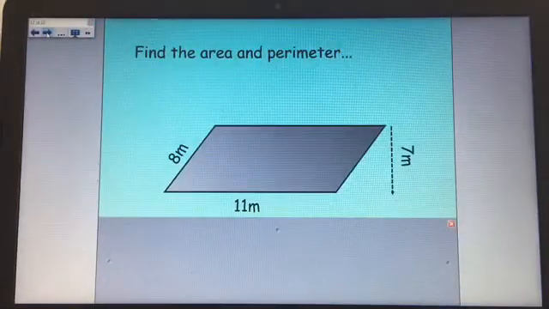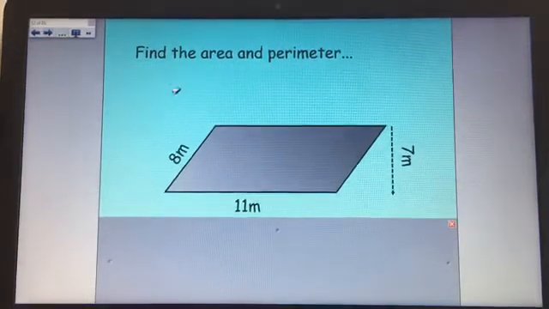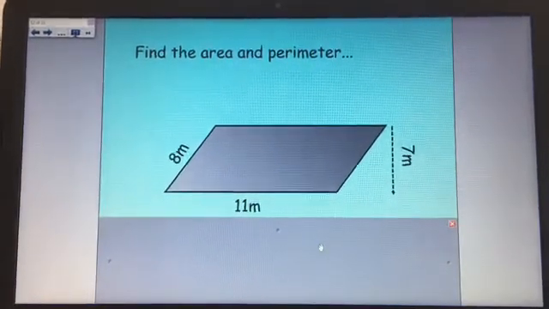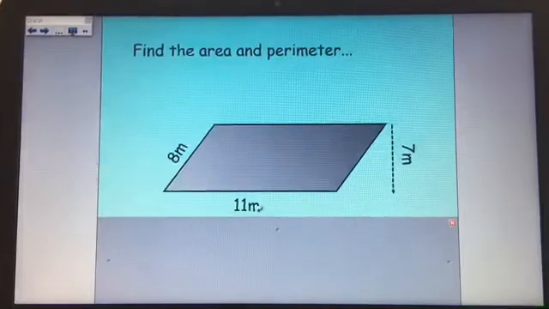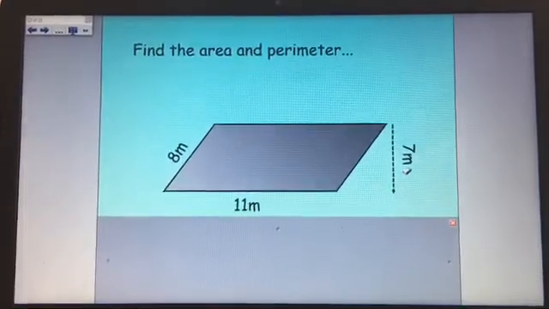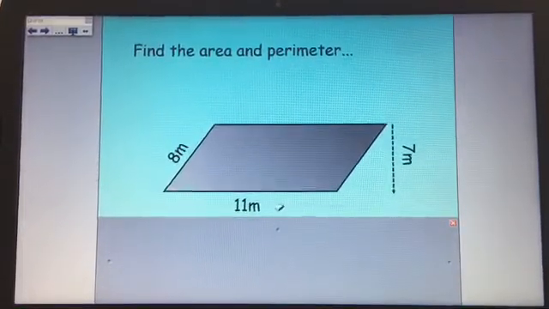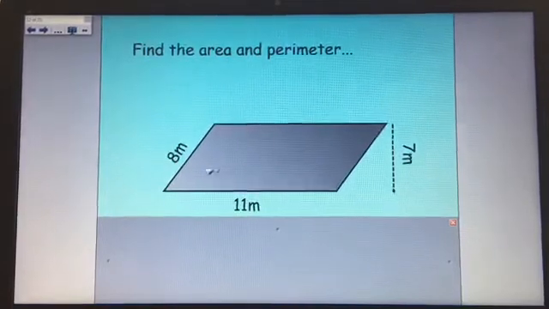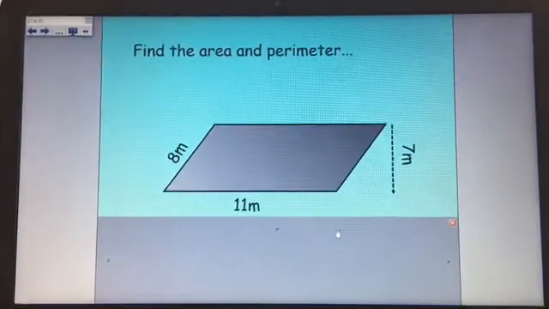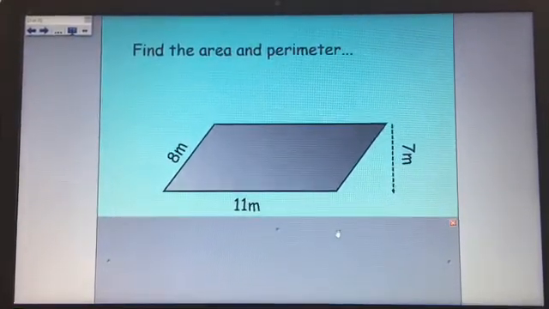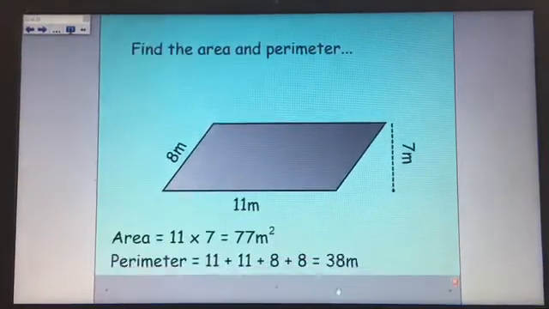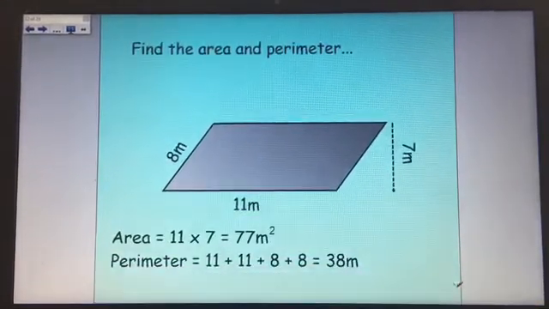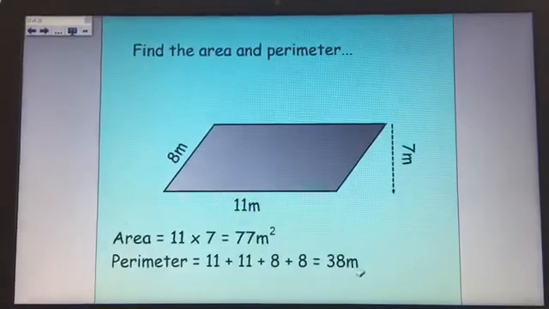Okay, find the area and perimeter of this parallelogram. So the area is base times height. So you should do 11 times 7, which makes 77 meters squared. Perimeter, same as a rectangle, double the sides and then add them together. So double 11 is 22, double 8 is 16. Add them together and you should make it be 38 meters.